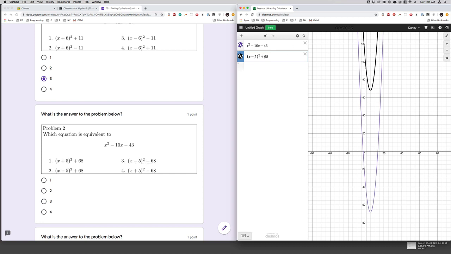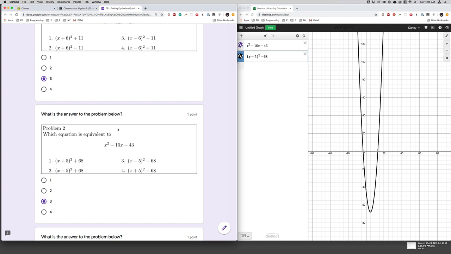The other one says x minus 5 squared minus 68. So let's try that one, x minus 5 squared minus 68. And that looks like, if I play with it here, yep, they're exactly the same. See, the blue and black graph are exactly the same. So the answer would be, again, number 3. So go ahead and try to do the rest of these on your own, and that's your assignment for today.